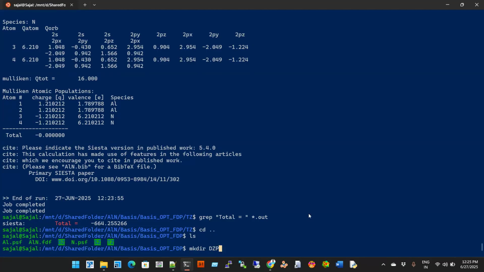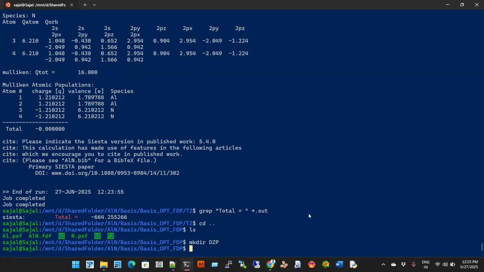We want to make a directory DZP, double zeta. Sorry. Obviously, we shall calculate the DZP as well. Now we want to make first SZP.